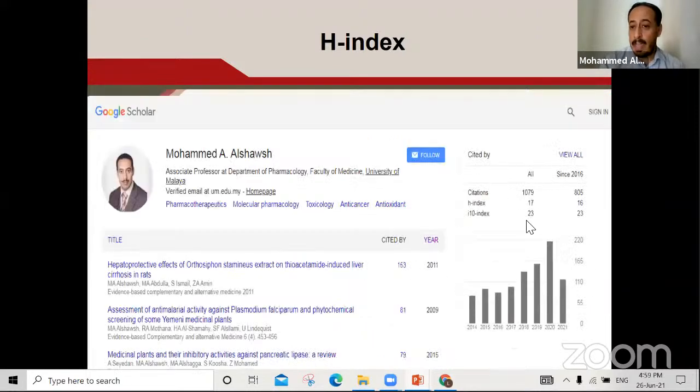Google Scholar also has an H index and it's completely different. So my H index at Web of Science and Scopus is 14, but here it's 17. So you see the difference? Because again, Google Scholar includes all the articles, even if they are not published under Scopus and Web of Science. So the H index will tell you the reputation of this researcher and how many citations he or she got.